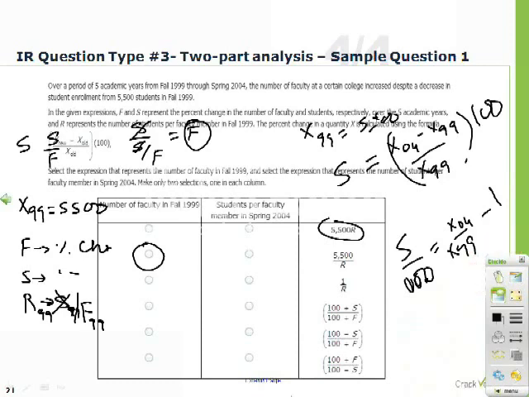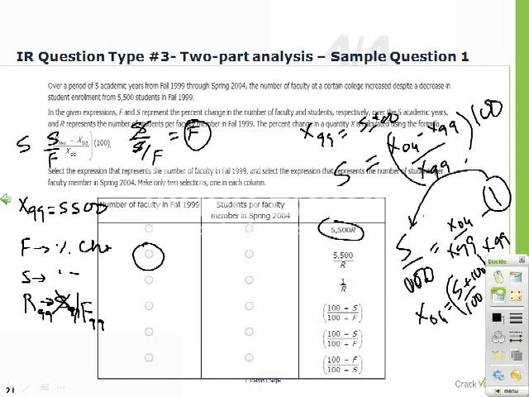I have X04 is equal to S by 100 plus 1. So S plus 100 upon 100 into X99 is equal to X04. Right? Take this one on the other side of the equation. S by 100 plus 1 becomes S plus 100 by 100.